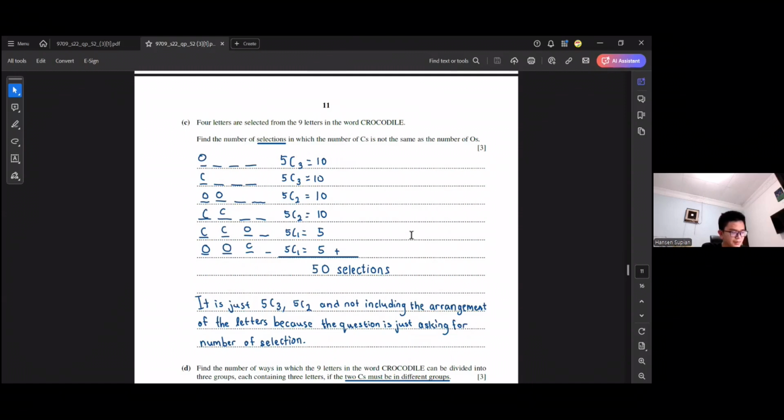Four letters are selected from the 9 letters in the word crocodile. Find the number of selections in which the number of C's is not the same as the number of O's. So the first keyword over here is the selections, and the condition is that the number of C's is not the same as the number of O's.